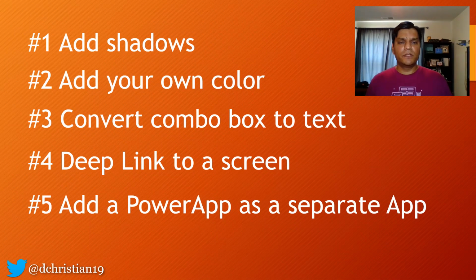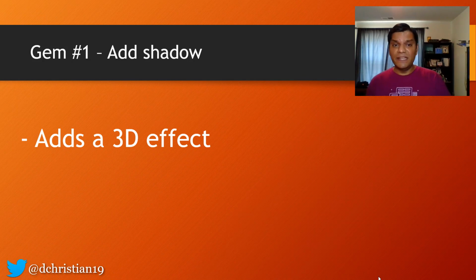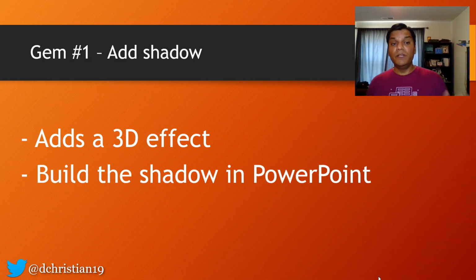Okay, so the first one I'm going to talk about is adding shadows. The specific ones I want to talk about are adding a 3D effect and building the shadow in PowerPoint. What I mean is that when you put a shadow in the back, it almost gives you a depth of focus. Most people who do photography understand that terminology. But the 3D effect is what it gives you. It looks like a really nice 3D slash depth of focus effect.